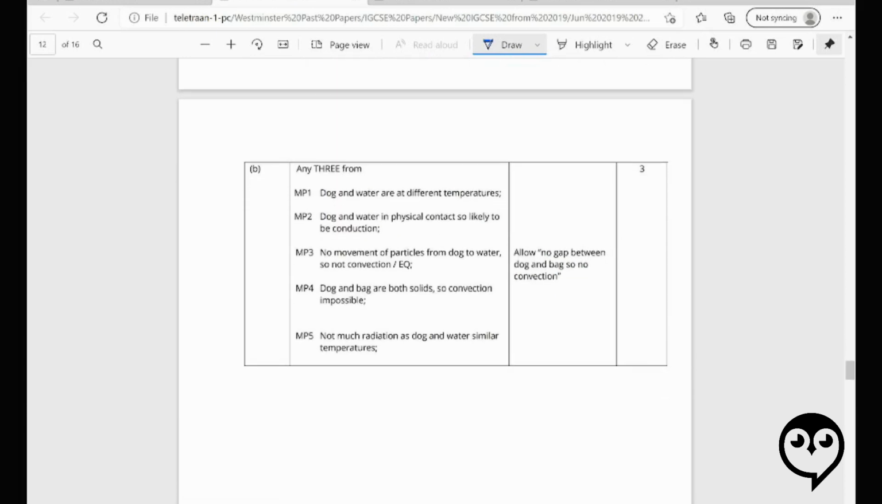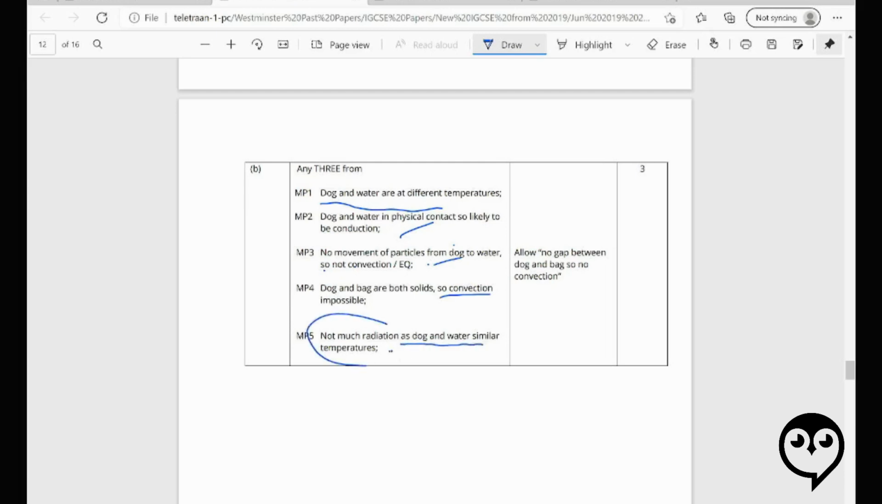Okay, and why is conduction the main way that this dog's going to cool off? The dog and water are at different temperatures, and they are in contact, so they're in thermal contact, so there will be a transfer of heat. No movement of particles from dog to water, so not convection. Dog and bag are both solid, so convection is impossible. Not much radiation, as they are at similar temperatures. I had said that as well.